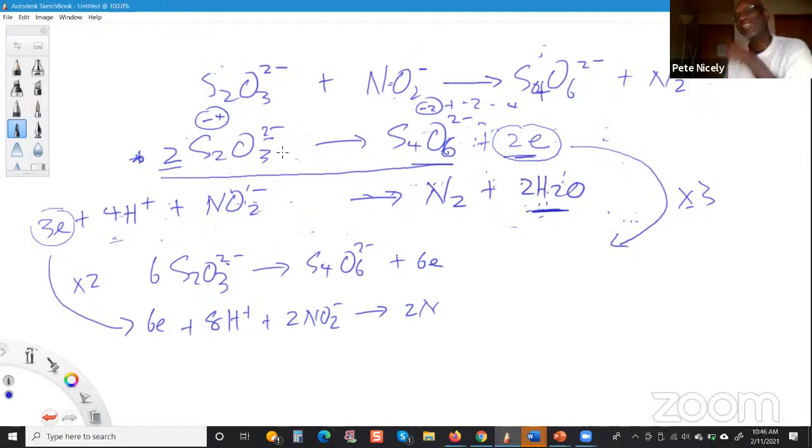We're going to pick up from this example later on, because I just realized that we didn't balance the nitrogens here and here. All right, so we'll call it a day.